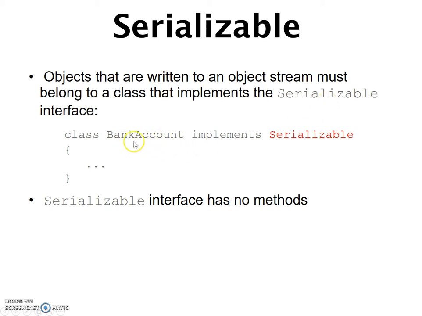So here we have an example of a class BankAccount which implements Serializable. The interesting thing about this interface is that it has no particular methods that you're required to give a definition to. It has a couple of methods that you might be required to give a definition to, but in general, the interface has no particular methods associated with it.